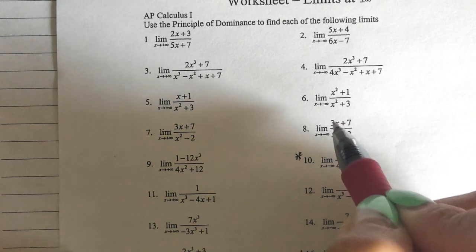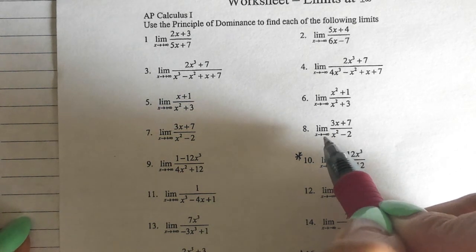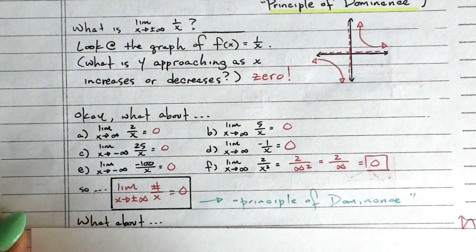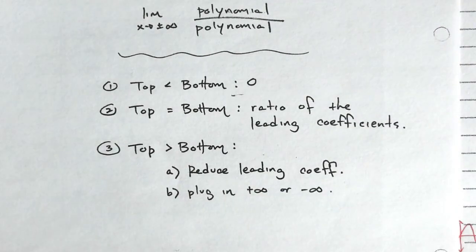If we reduce, we get 3 over x. 3 over x would be 3 divided by infinity. So even though it's negative infinity, 3 divided by any sort of infinity should give me 0. So that's the principle of dominance, and then I wrote a gist of it over here.